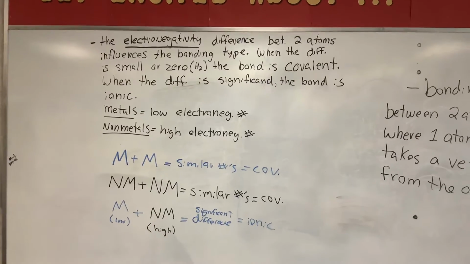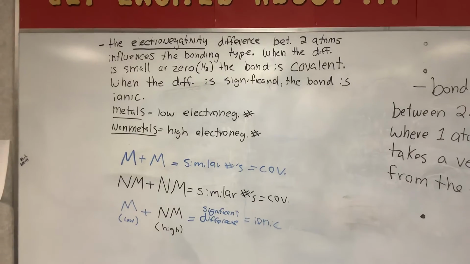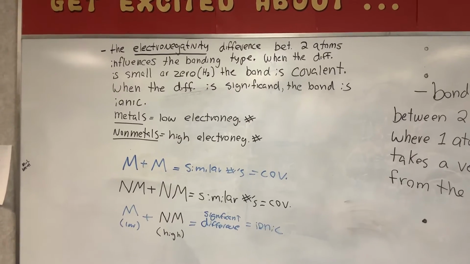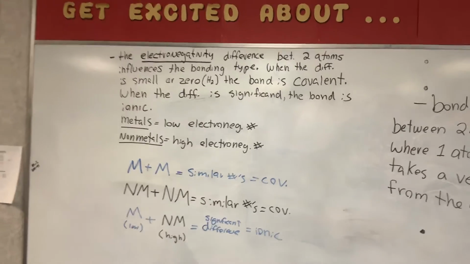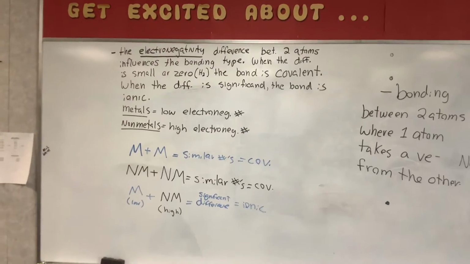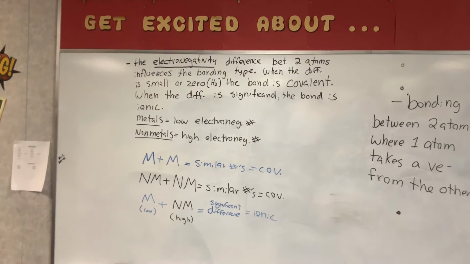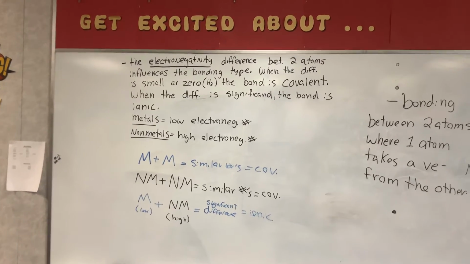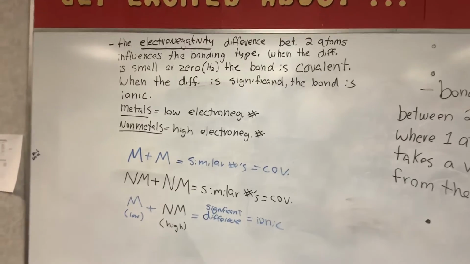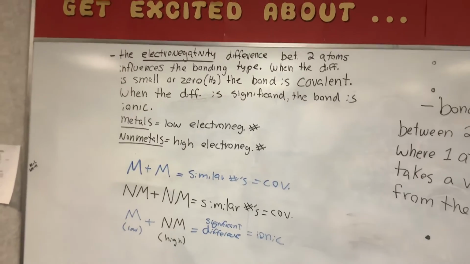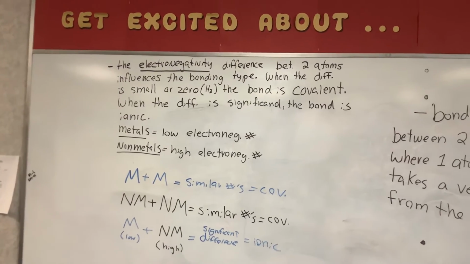The electronegativity difference between two atoms influences the bonding type. You don't know really what electronegativity difference is, but it's just a property. Just like the property of density, just like the property of flammability, okay? Everything has an electronegativity property. So everybody has this number, okay? So the electronegativity difference between two atoms influences its bonding.